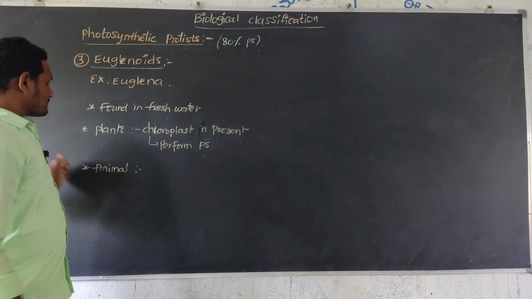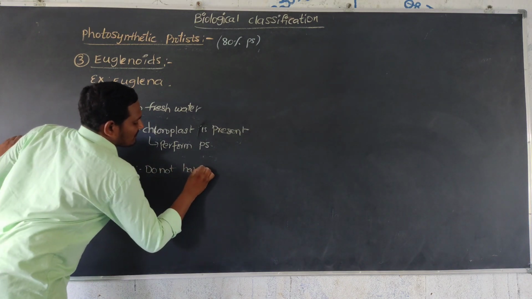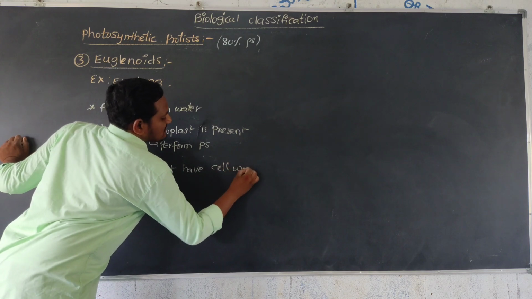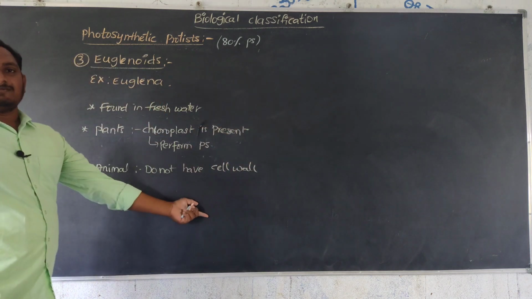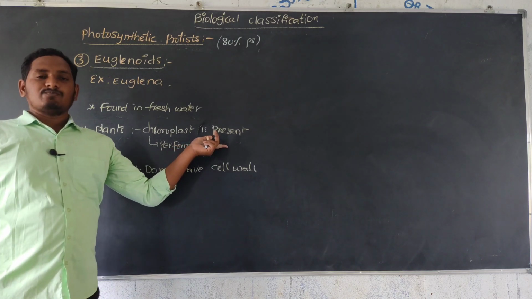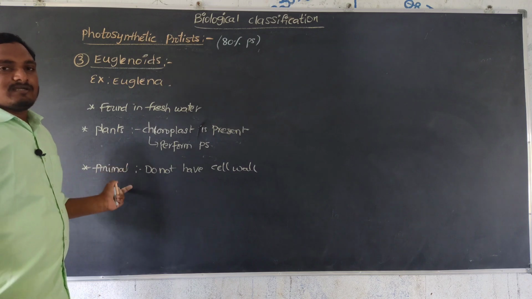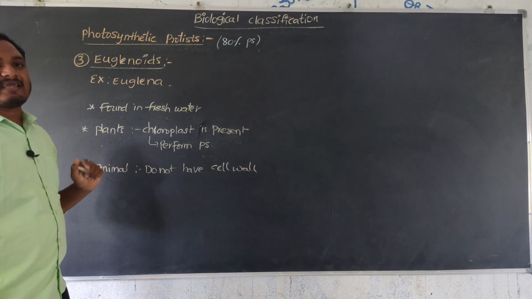Euglena mainly does not have a cell wall. Cell wall is absent, that is an animal character. It contains photosynthetic pigments, that is a plant character. Euglena shows both types of characteristics.